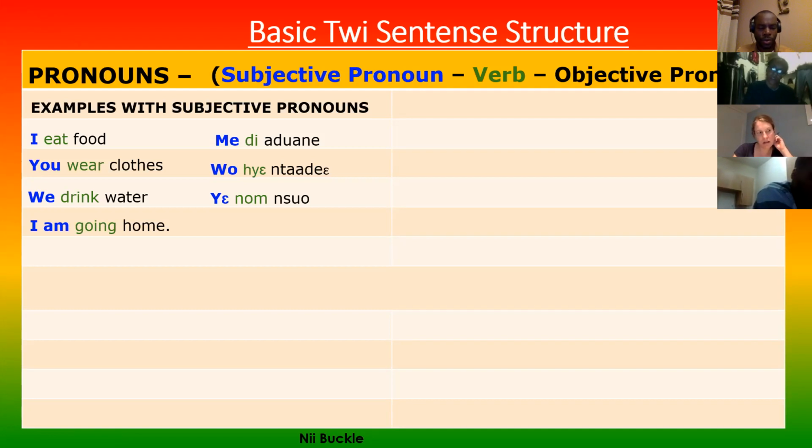I am going home. Me kɔ fie. Perfect. All you need to do is at the beginning, the word that you mentioned, you stretch it a bit. So say that again. Me kɔ fie. Perfect. And this is how we write it, mekɔ fie. But when we are speaking, we say me kɔ fie. I am going home.